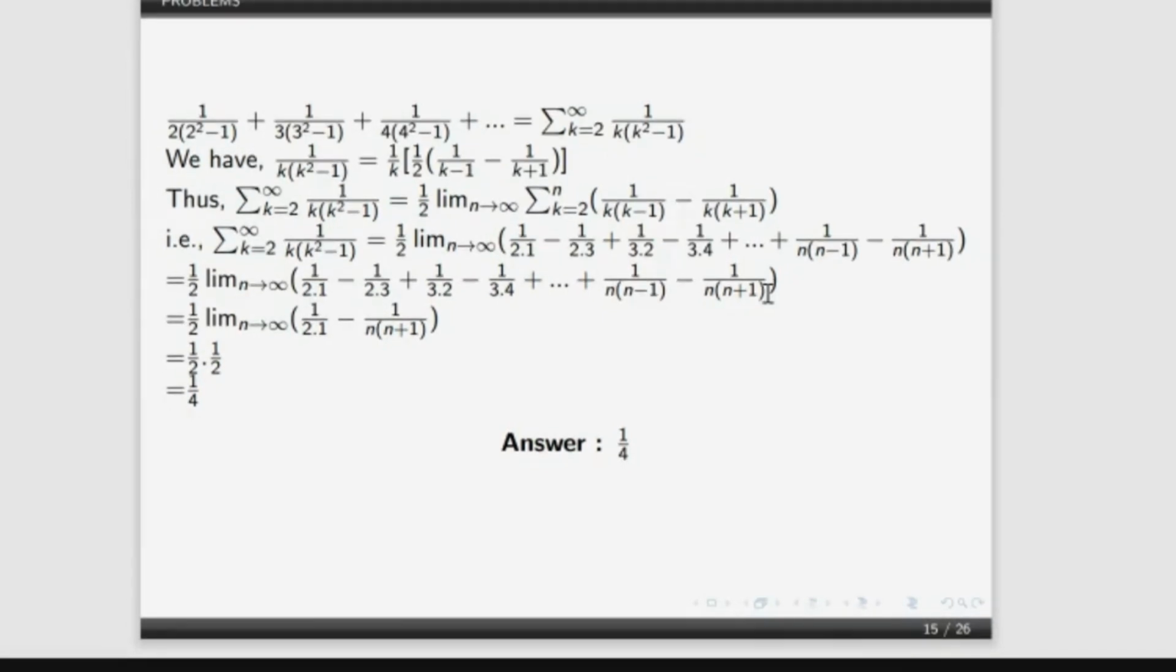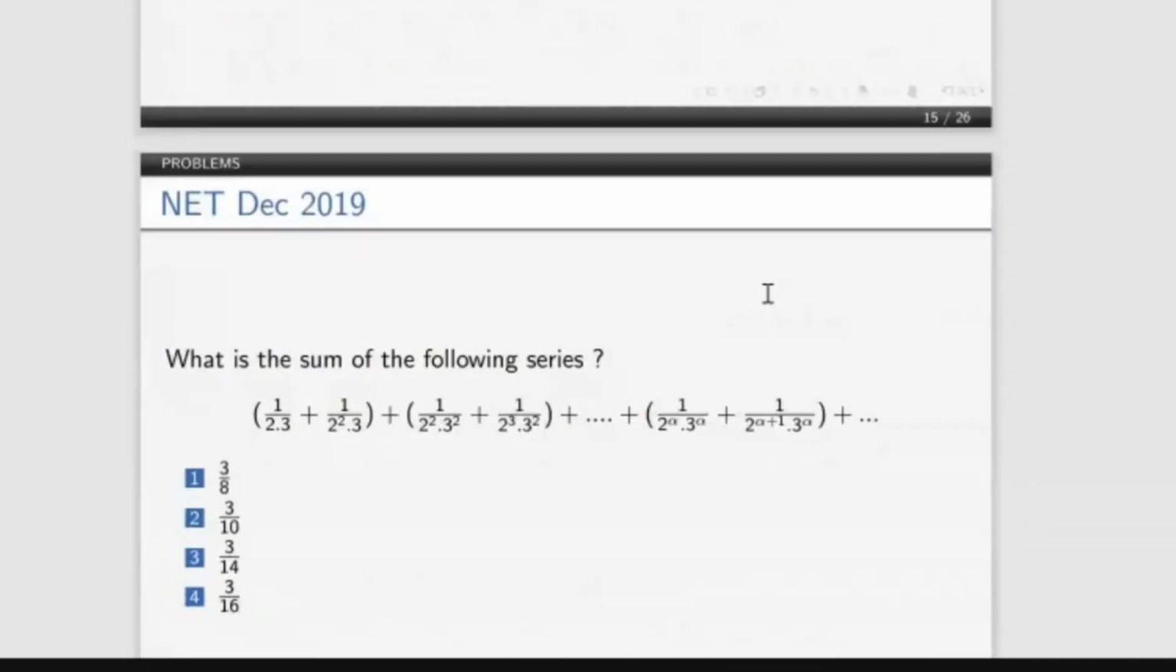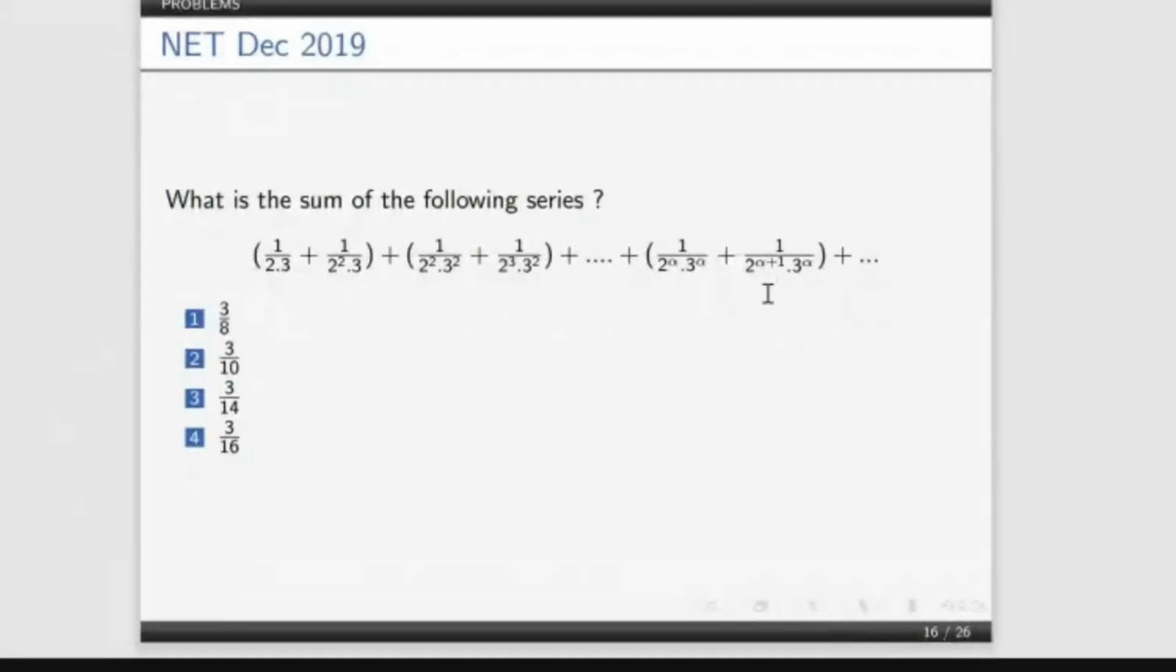Okay, madam. Okay. So we are going to the next question. Here we have options. Thankfully, we are having 4 options for guessing. So the sum of the series is given as 1 by 2 into 3 plus 1 by 2 power 2 into 3 plus 1 by 2 power 2 into 3 power 2 plus 1 by 2 power 3 into 3 power 2 plus etc. The general term is 1 by 2 power alpha 3 power alpha plus 1 by 2 power alpha plus 1 3 power alpha.